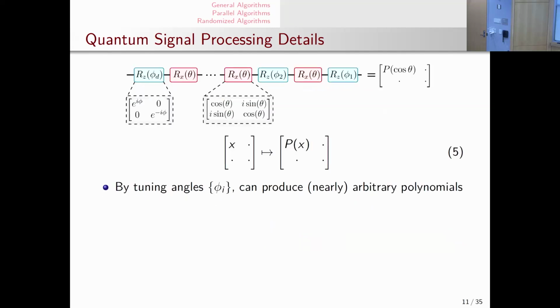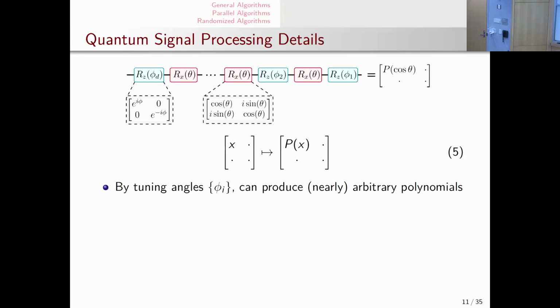And in addition, by tuning the angles through which the phi's rotate, so each one of these operators in blue is a variable rotation, we can generate different classes of polynomials. So if you imagine, we can change these angles such that we get out a different circuit, and as a result, also a different polynomial.